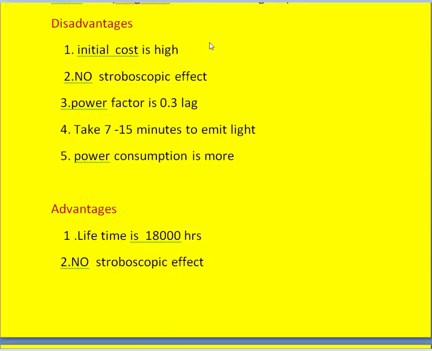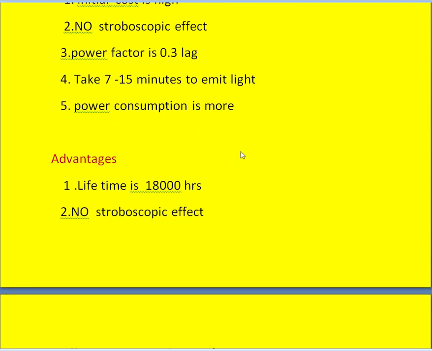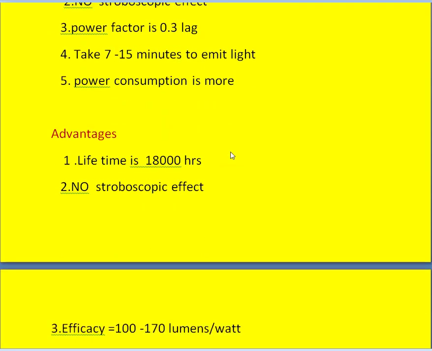Coming to the disadvantages of this lamp, its initial cost is high. There is no stroboscopic effect, but it has a very poor power factor, that is 0.3 lagging, and also it takes time to start or to emit the light, around 7 to 15 minutes, and it has more power consumption. Coming to the advantages, its lifetime is 18,000 hours.